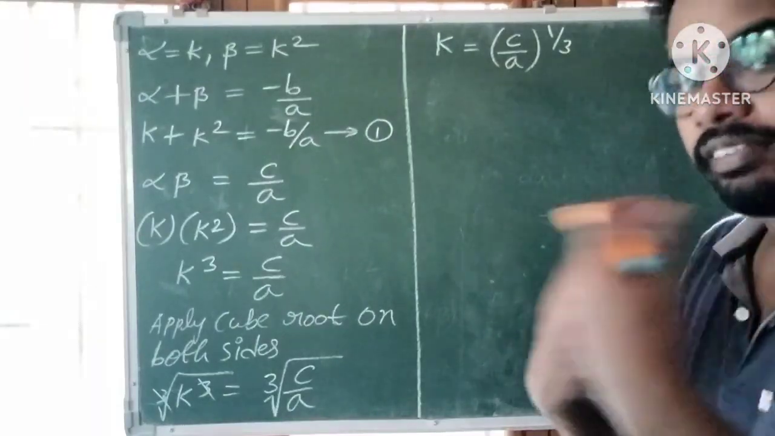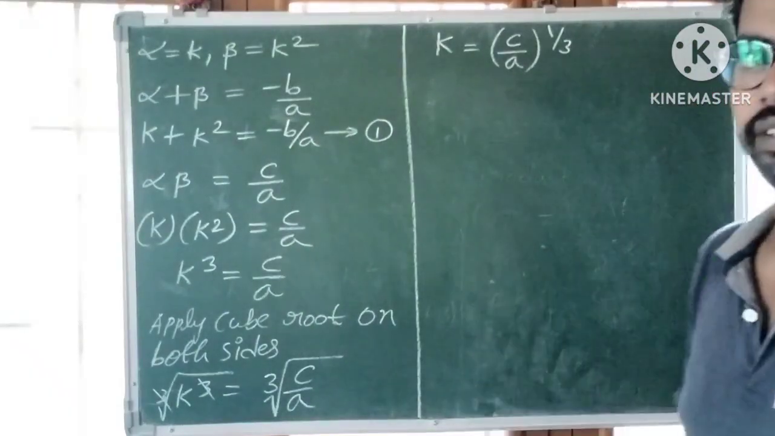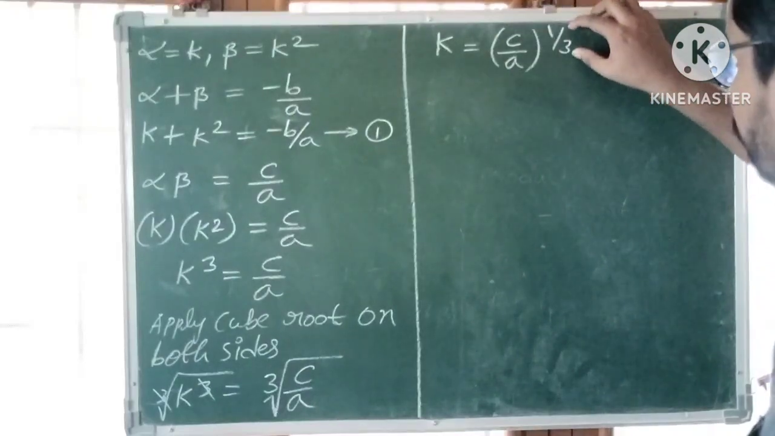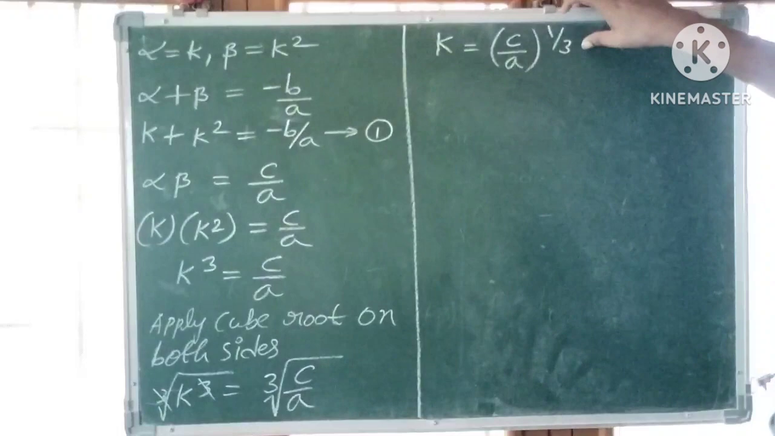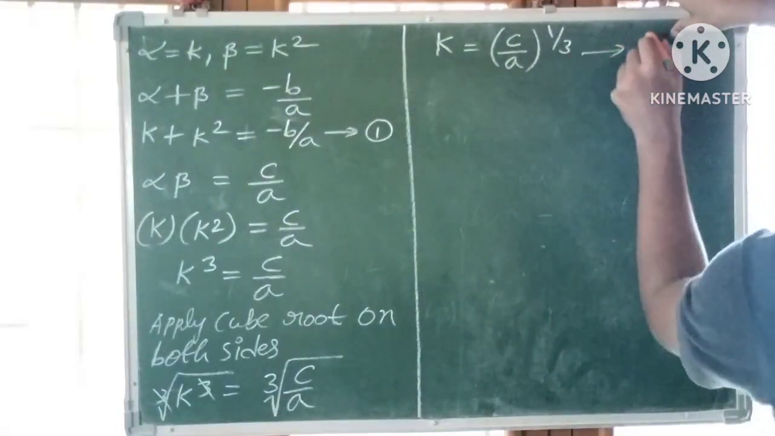Remember, square root means power 1 by 2. Base power 1 by 2. So we get C by A power... Cube root means power 1 by 3. This cube root can be rewritten as power 1 by 3. So this is equation number 2.